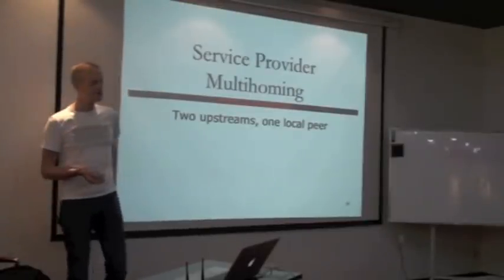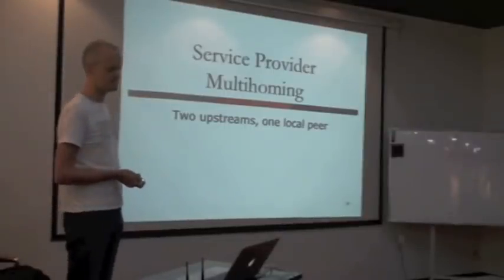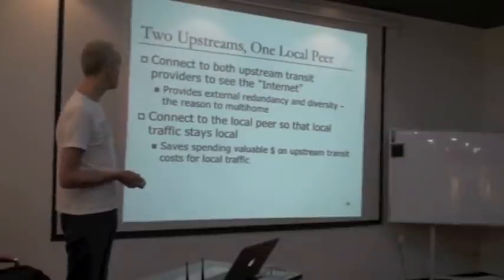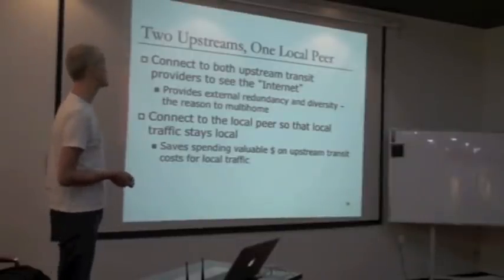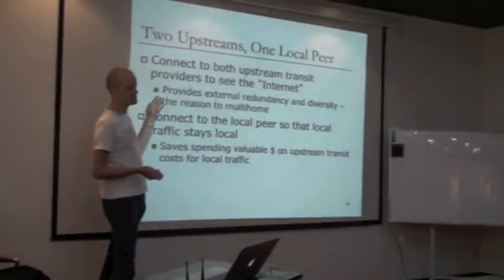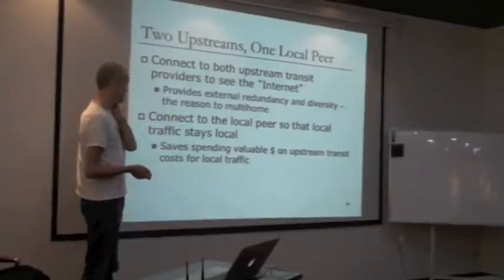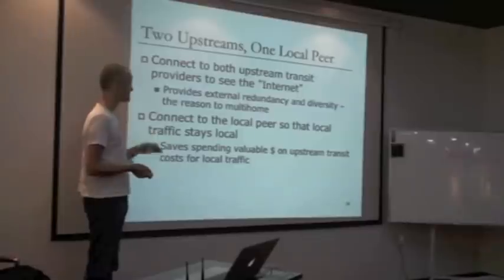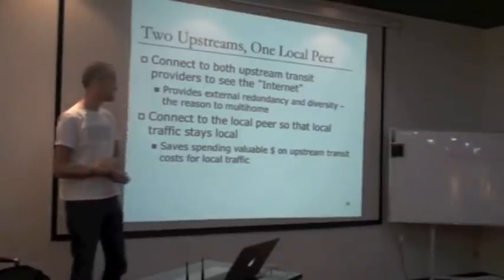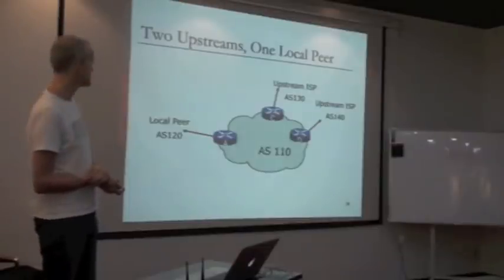Now let's move on to the next example. Two upstreams, one local peer. So we connect to both upstream transit providers to see the internet to get us redundancy and diversity. So this is the example we did yesterday. We connect to the local peers so that local traffic stays local, and that saves spending valuable dollars on upstream transit costs for local traffic. So it looks like this.